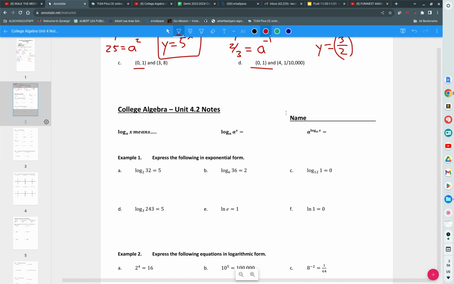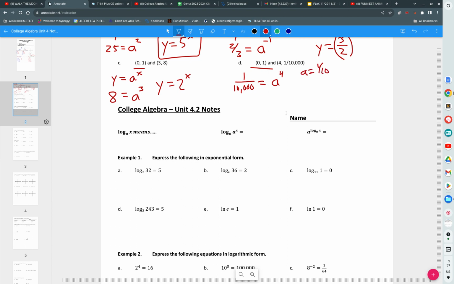Letter C, we have y is equal to a to the x. My y value is 8. A to the third. What number do you take to the third power to get 8? So y equals 2 to the x. And then we have 1/10,000 is equal to a to the 4th. What number do you take to the 4th power to get 1/10,000? 1/10. So a is equal to 1/10.